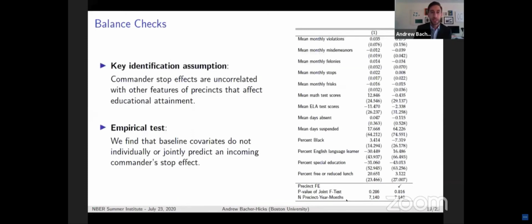Okay, really quickly, just some basic balance checks. So the key identifying assumption is that we want our estimates of commander effects on stops to be uncorrelated with any of the other features of precincts that might affect educational attainment. So we run a test of this by estimating both individually and jointly a whole range of different outcomes, both in terms of crime, policing, and education. We find that none of these coefficients are individually or jointly predictive of the incoming commander's effect in a precinct.